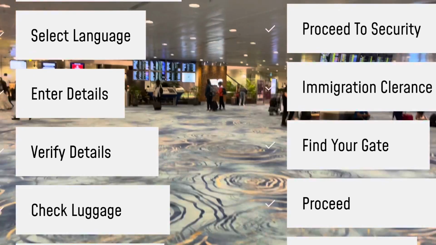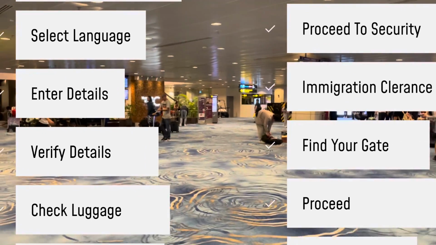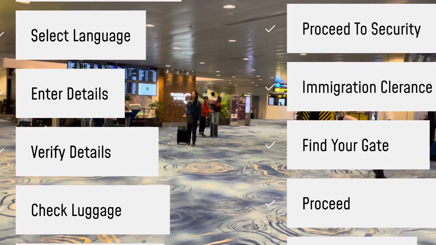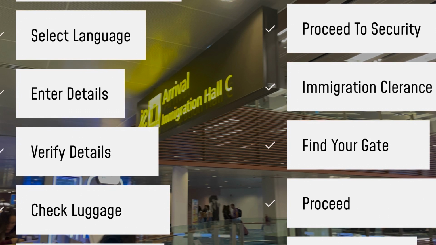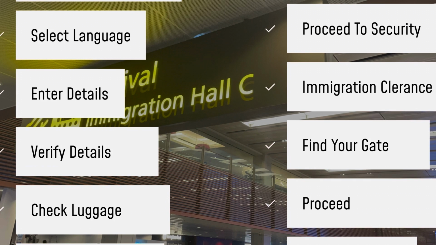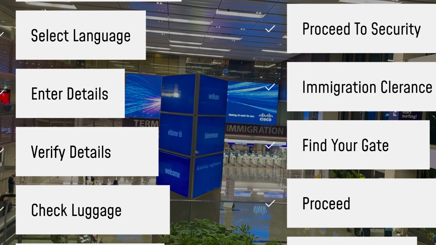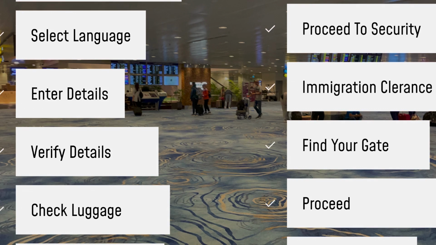Number nine, immigration clearance. So after security, go through immigration. So scan your passport at the automated gates if you're eligible, or proceed to a counter. So number 10, find your gate. So check the flight information display screens for your gate number and then proceed there.